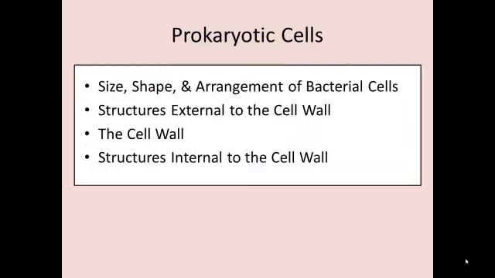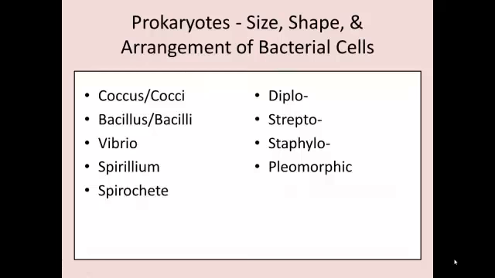In this next section, we're going to talk about the size, shape, and arrangement of bacterial cells, structures external to the cell wall, and structures internal to the cell wall. On this slide, I've listed a bunch of Latin terms that are used to describe the shape and arrangement of bacterial cells. You're going to have to memorize them, I'm sorry. As we go through the following slides, I'll be using these terms, so hopefully that'll help you get a handle on the vocabulary. But these are vocabulary terms that you're going to need to learn.